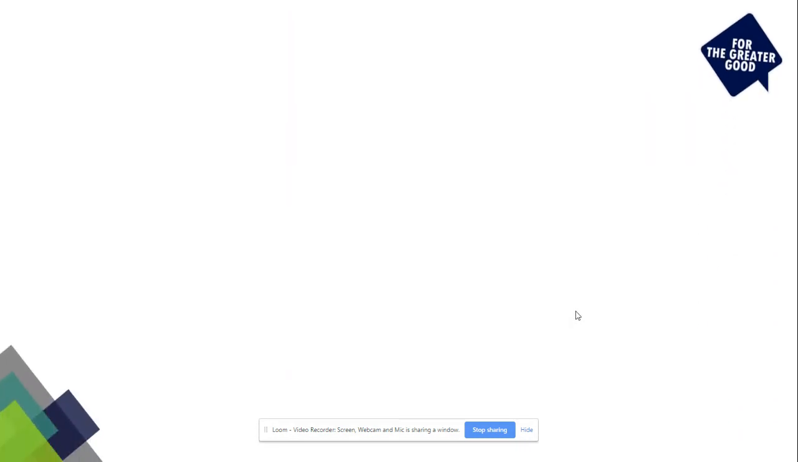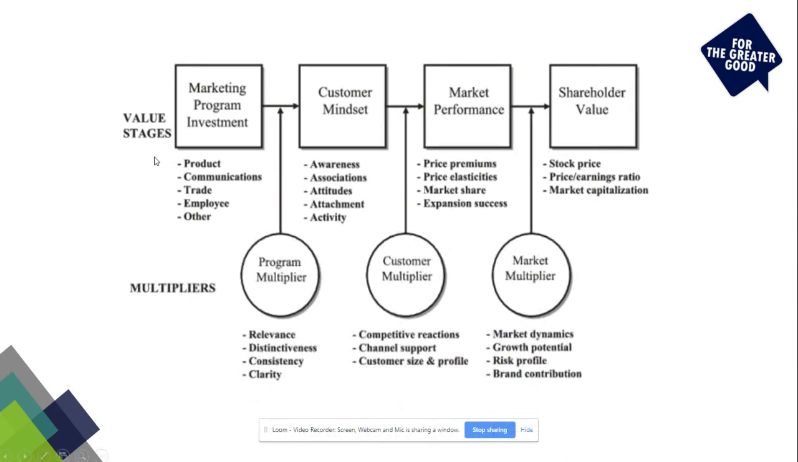So when we see this graph, marketing program investment is basically where the brand equity is created and started. So what is marketing program investment? For example, how we introduce the product, how we communicate the brands, such as using advertisement. And by creating the marketing program, this is the way that we affect how customers think about us through the customer mindset, such as how advertisement can affect the customer awareness about the brand.